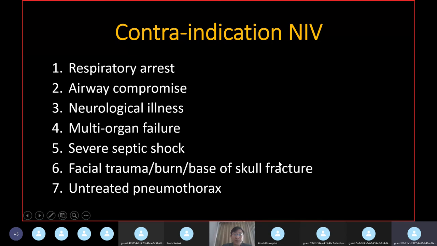Facial trauma with base of skull fracture, you know that this is quite a dangerous thing to do. Sometimes the air might go into the base of the skull. And the facial trauma can cause some injury to the face, and you would need to strap down the mask even more. Untreated pneumothorax, yeah, has to be very careful. Because sometimes the flow going into the patient might be very high, especially when the mask is let go for a while and then reapplied, you will feel a gush of air going into the lung. This gush of air can worsen the pneumothorax because it contributes a significantly high inspiratory pressure, right?